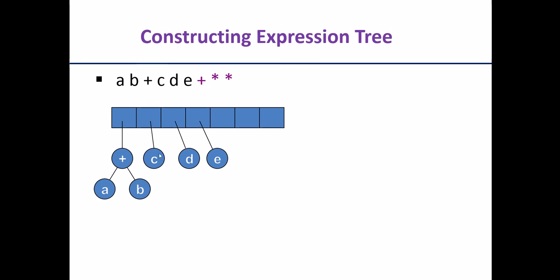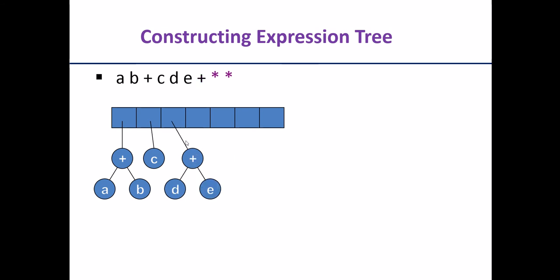Then C, D, E are operands, and we made nodes and pushed them onto the stack. And then when we reached the plus operator, we have taken out two. Here was D and here was E, so we have taken T1, T2, that means a left subtree and right subtree, and made plus the root node, and then this small tree is again pushed back to the stack.